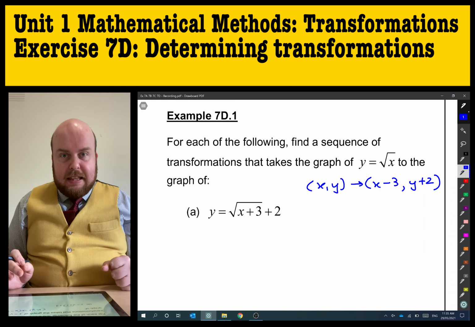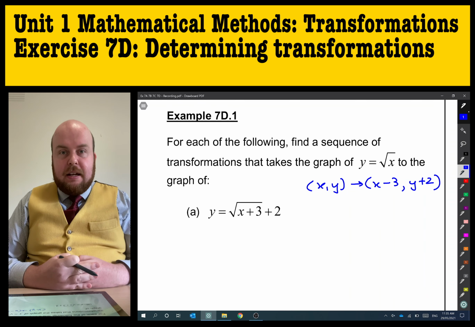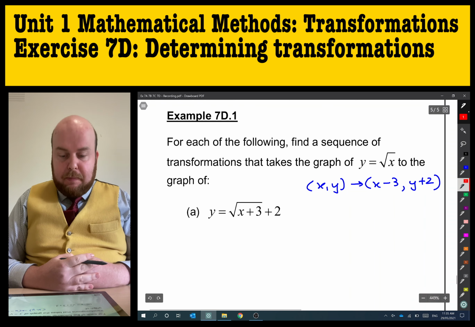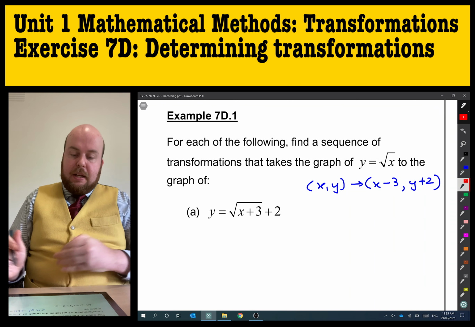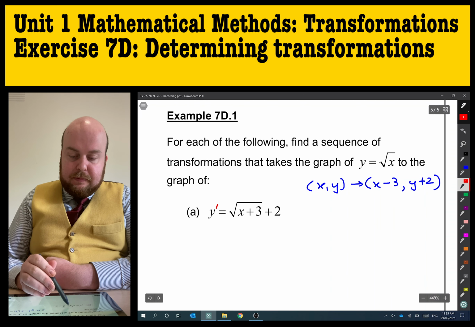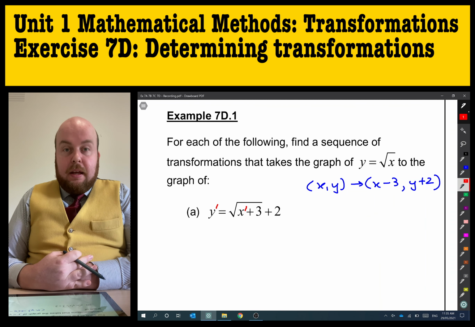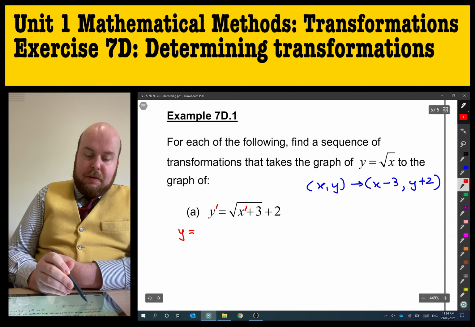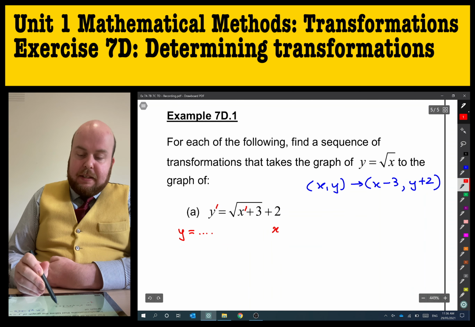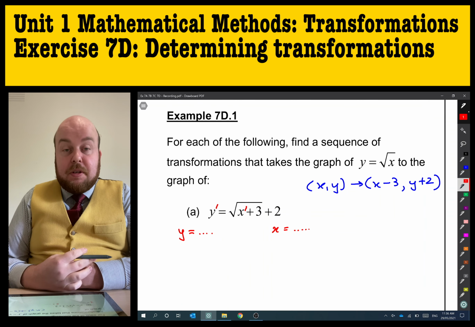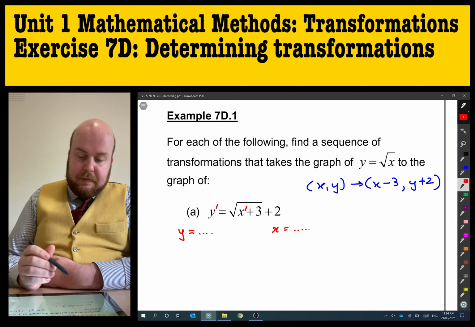But how did I get that? How did I find that original answer? How was I able to determine that? Well, we can actually use our transformation statements to help us out. What I'm going to do is I want to get a statement such that y equals something and x equals something. So what we're going to do is rearrange this original equation such that we can do that.